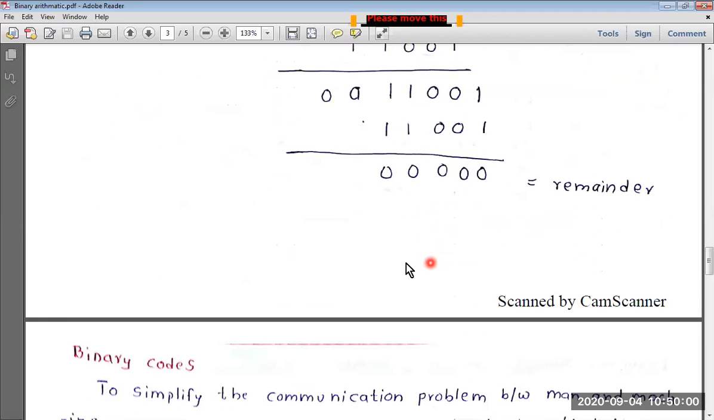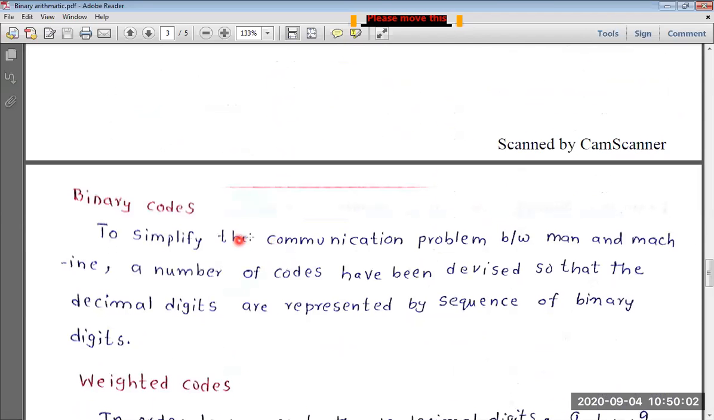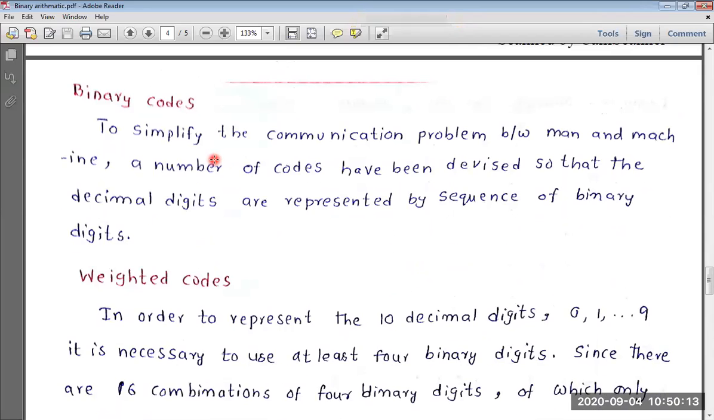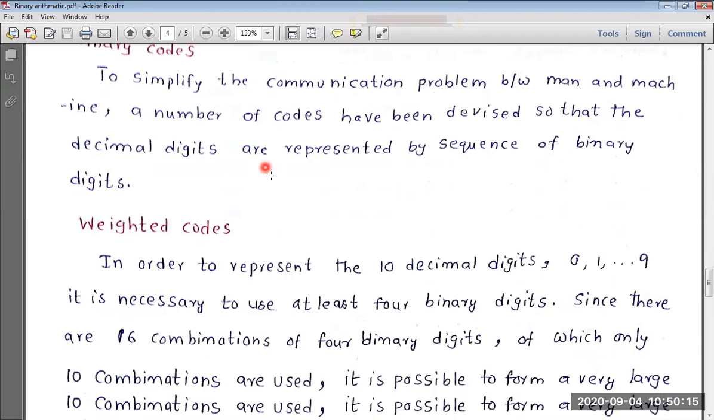With this, we have completed all the binary arithmetic. Next topic is binary codes. This is the next topic in the syllabus. Binary codes means what?